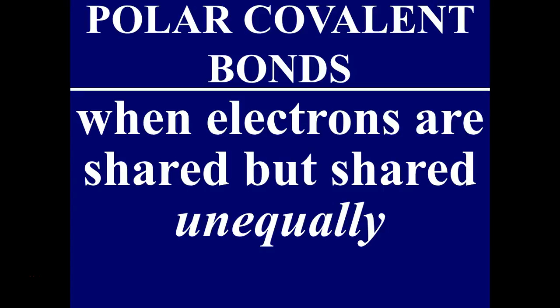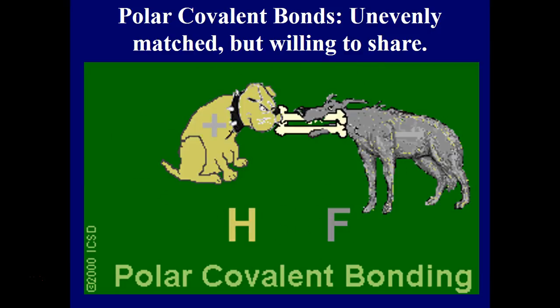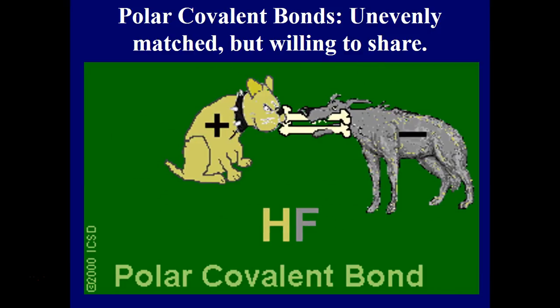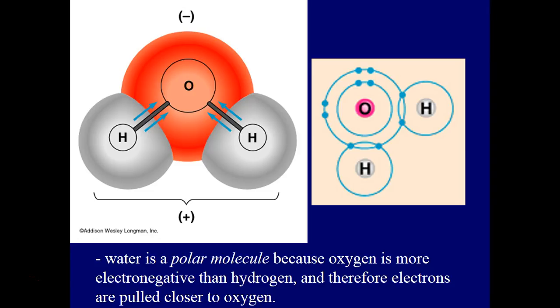Polar covalent bonds are when the electrons are shared unequally, such as water. This is an uneven match. One is pulled more strongly toward the nucleus of the other one. So oxygen has a slight negative charge, hydrogens have a slight positive charge. They're pulled more strongly to the oxygen.